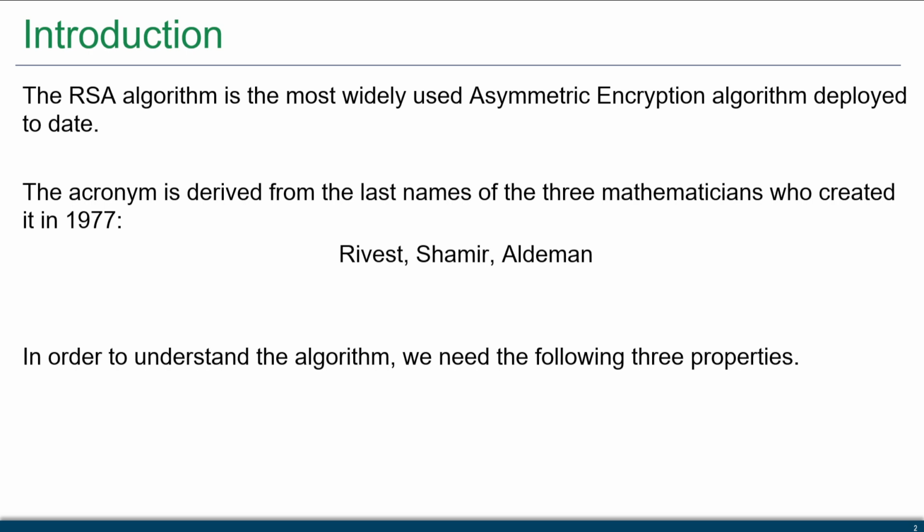All right, so the acronym is derived from the last names of the three mathematicians who created the algorithm. This was back in 1977, so we have Rivest, Shamir, and Adleman. And in order to understand the algorithm, we need the following three properties. So we're going to develop the math needed behind all of this, and then we're going to run through how we actually use the algorithm on a simple example.